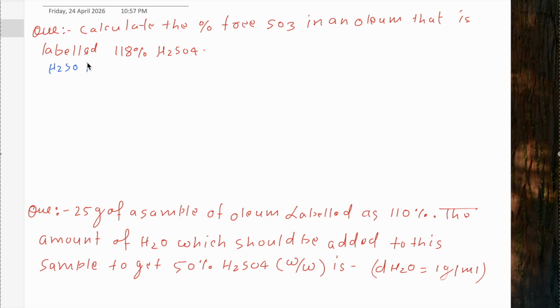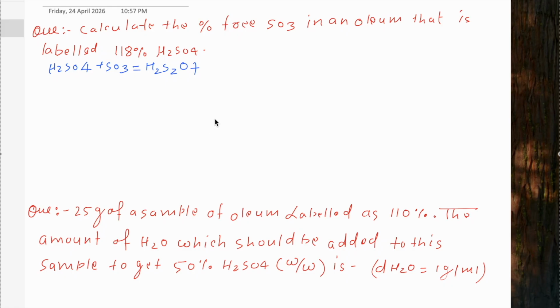H2SO4 plus SO3. Got it? Now how much is it given? First you can write like this also, H2S2O7. Collectively this is known as oleum. Now this is the oleum.